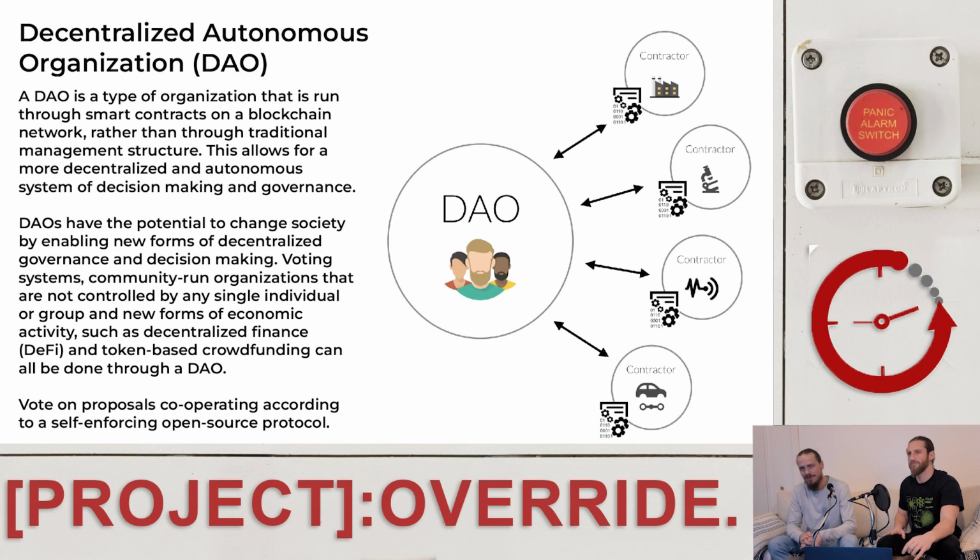Vote on proposals, cooperating according to a self-enforcing open source protocol. Great. So what does it all mean? So the evolution from Bitcoin to Ethereum brought in this concept of a DAO. Where traditional entities are managed by different levels of administration, those administrators can be replaced by code. And the ethos there is code is law.